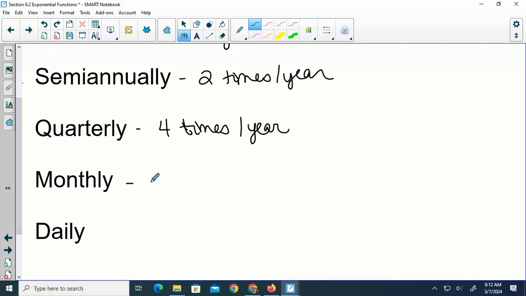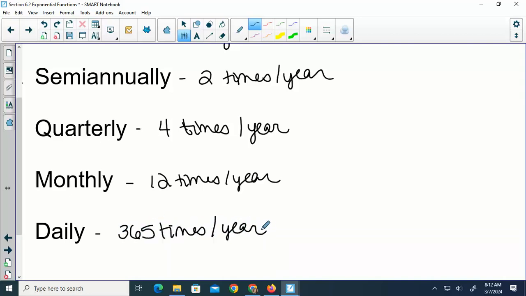Monthly would be... and daily. Let's exclude leap years. So that would be... Okay. So we could have different payment periods, but those are the ones we see the most often. So the terms that we will have as we go through here.